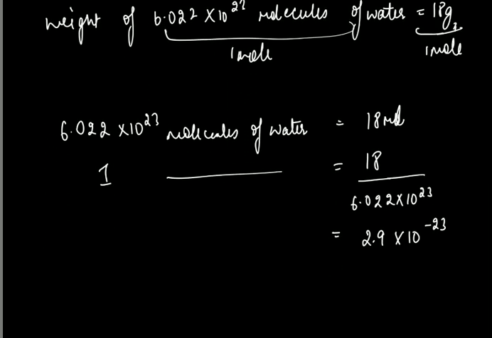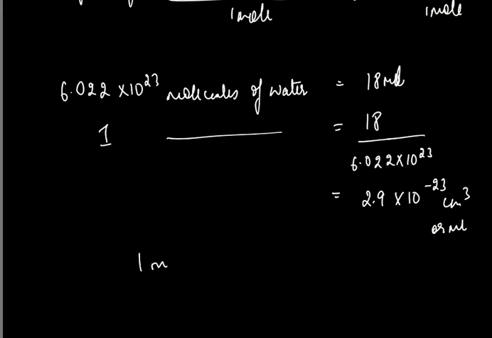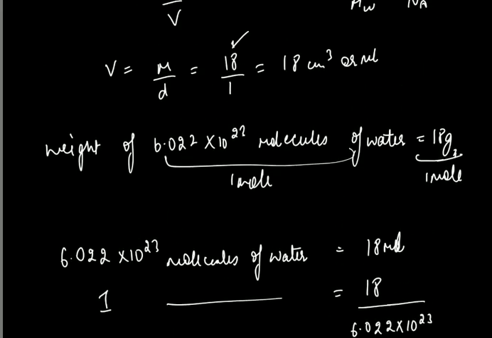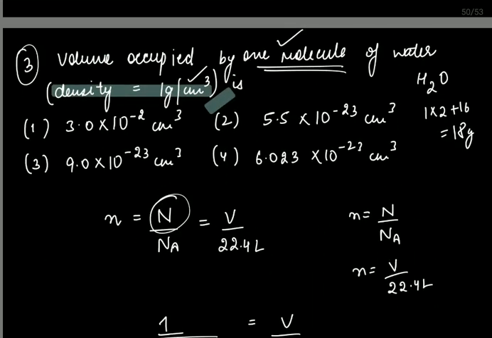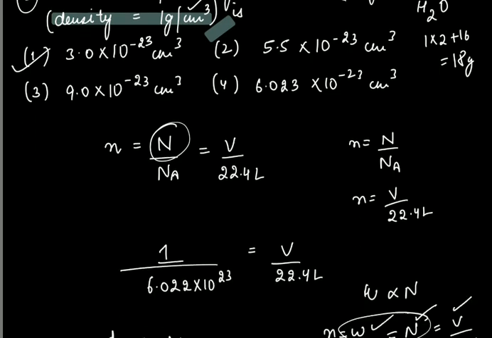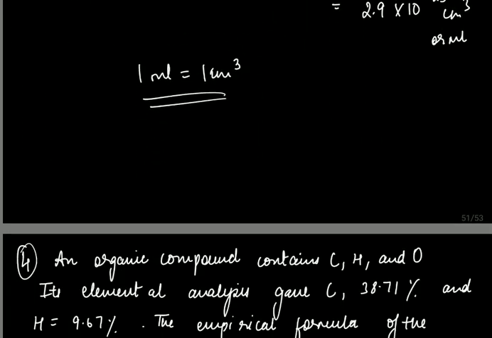centimeter cube. And you can see in the option also centimeter cube or ml. We know that 1 ml is equal to 1 centimeter cube, so it's the same. So either centimeter cube or ml that you take. So over here, the approximate answer that we have is 3 into 10 to the power minus 23. So this is the first option. Approximately 2.9, we can take it as 3. 3 into 10 to the power minus 23 centimeter cube. That's our answer, right? So we'll move to the next question.